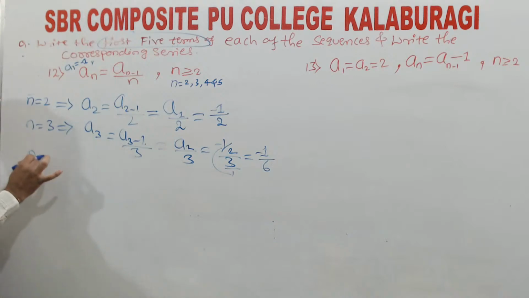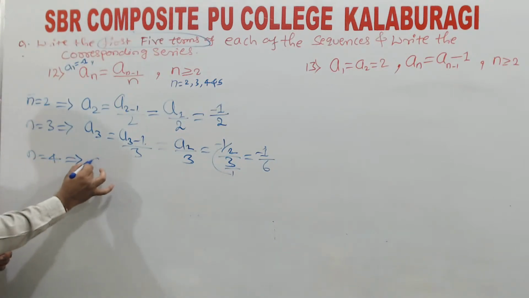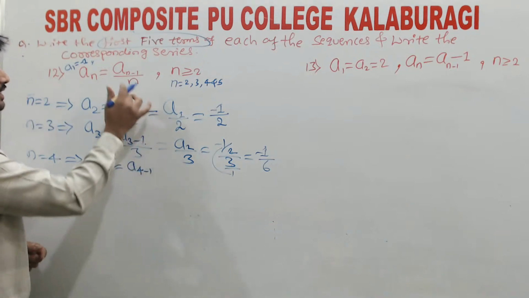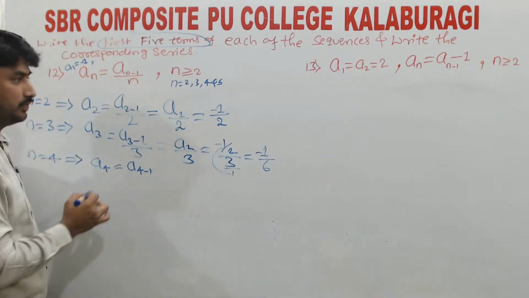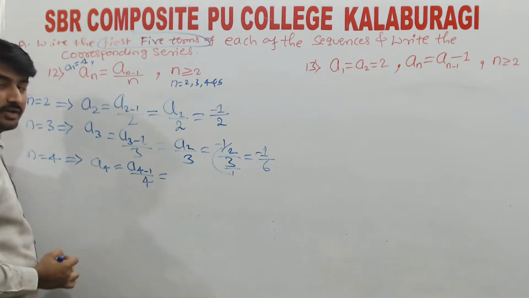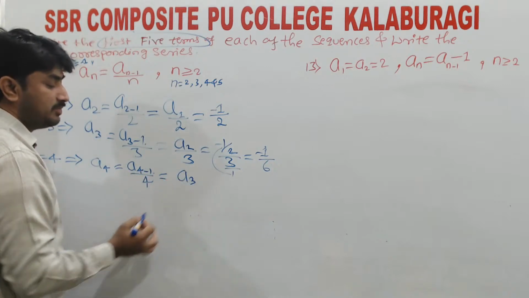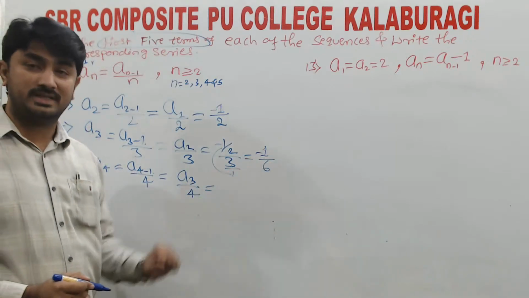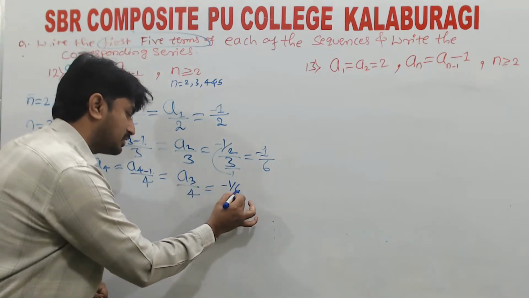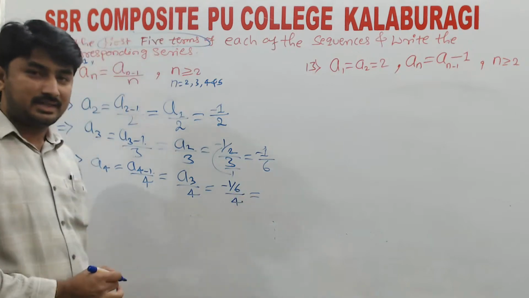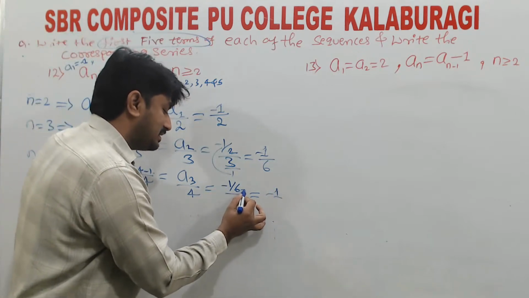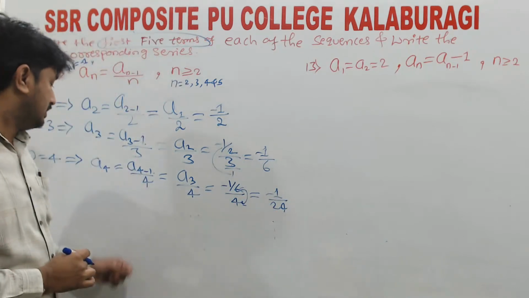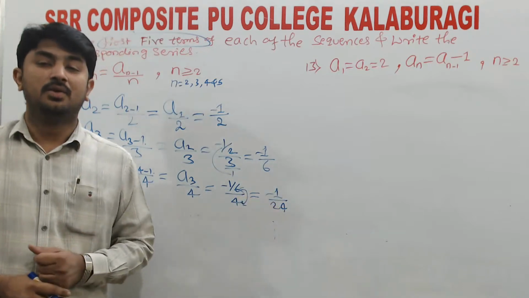Now next, take n equal to 4, which implies the fourth term is a4 = a_{4-1}/4. In place of n I am taking 4. a_{4-1} means a3, the third term, divided by 4. The third term is -1/6. So -1/6 divided by 4, the -1 as it is, 6 into 4 is 24. It means the fourth term value is -1/24.